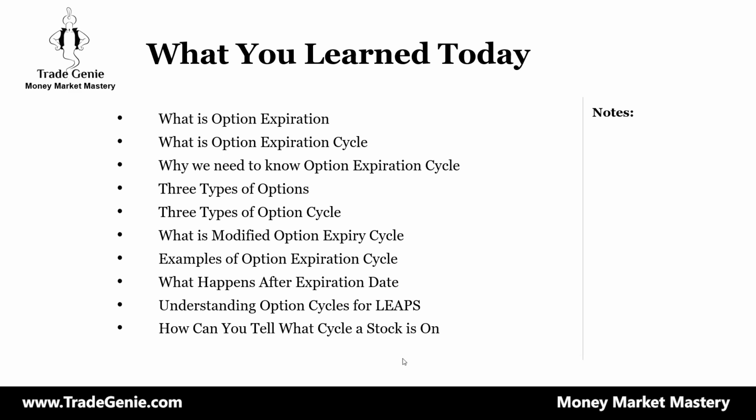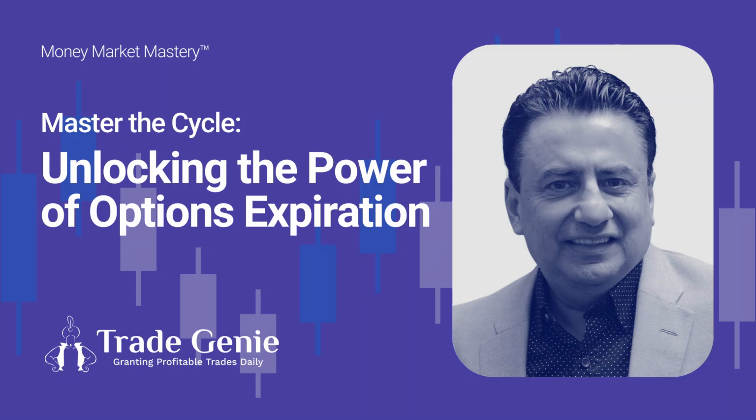How can you tell what cycle the stock is on? You can tell by looking at the third month. If today is December, December is listed, January is listed, and then March is listed, February is not listed, then you know that this stock belongs to March cycle. December is listed because it is the current month. January is listed because it is the subsequent month. March is listed, February is not, because the stock belongs to March cycle. This is what it is about the option expiration cycle.